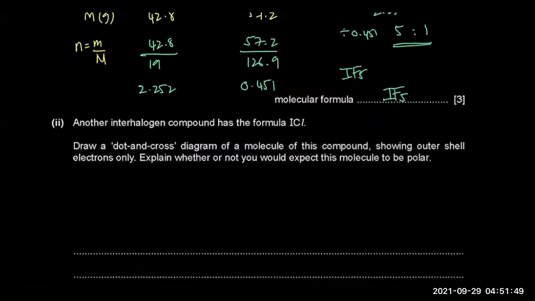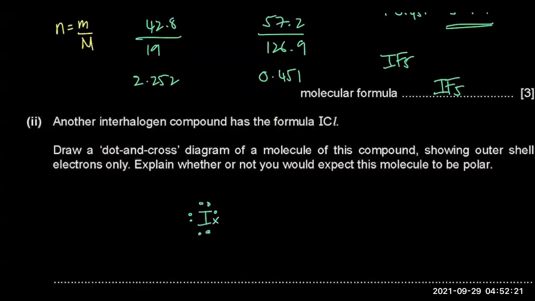Another interhalogen compound has the formula ICl. Draw a dot and cross diagram of a molecule of this compound showing outer shell electrons only. Explain whether or not you would expect this molecule to be polar. Okay. Iodine has 7 outer electrons, right? So let's just do it a simple way. Iodine has 7 outer electrons, both in group 17, and chlorine also has 7.